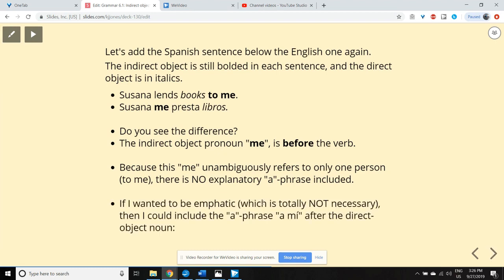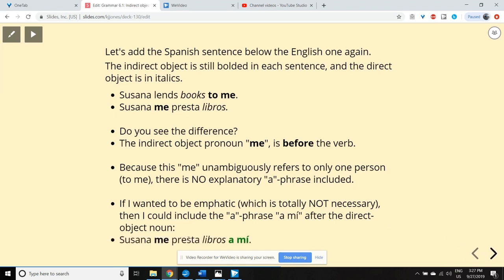Now, I don't need the a phrase, a mí, to explain to whom me refers, but if I wanted to be emphatic and have a sentence that meant the equivalent of Susana lends books to me, not to anybody else, to me, with that extra emphasis, then if that were my intention, I could include that a phrase, a mí, please note how it's spelled, after the direct object noun, and that would look like this.